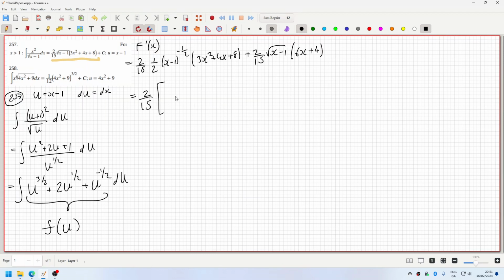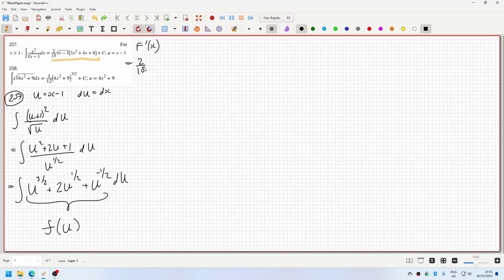And then this is 2 root x minus 1, 3x squared plus 4x plus 8. And then if we multiply above and below by root x minus 1 and by 2, then I'll get, let's see now, plus 4, 24x squared. Doesn't seem right. Okay, let's be a bit more careful here.